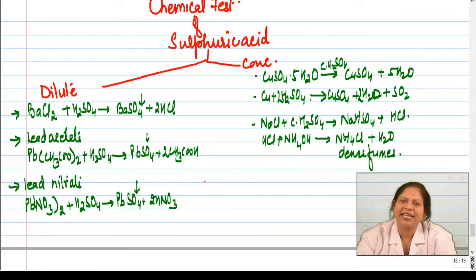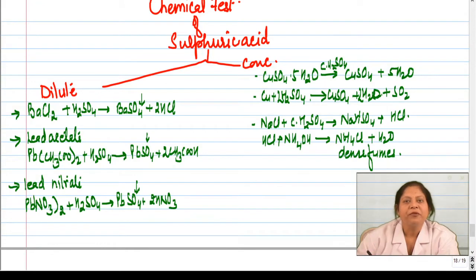Hello students, next we are going to take up the chemical test of sulfuric acid. How will you identify that the acid is sulfuric acid? First thing, and second thing, you have to identify whether the acid which you have identified as sulfuric contains water, that is, whether it is dilute or concentrated.